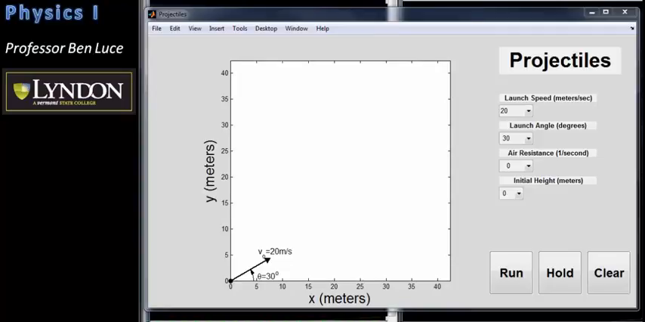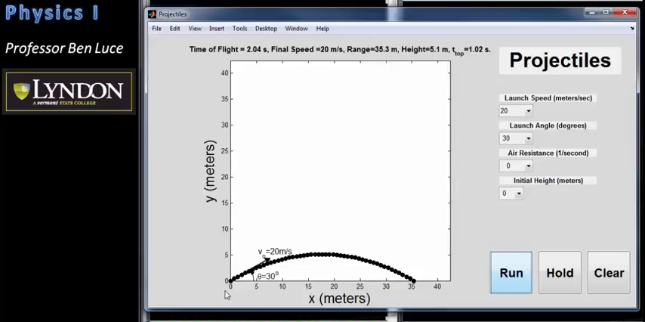Let's launch our first projectile here with an initial speed of 20 meters per second. That is, the magnitude of the initial velocity vector is 20 meters per second. And we'll launch it at an angle of 30 degrees above the horizontal. Here we go. We see that the projectile traces out this nice parabolic trajectory.